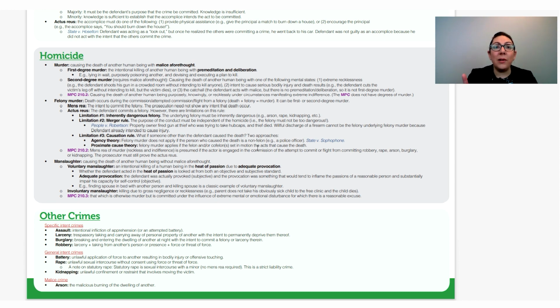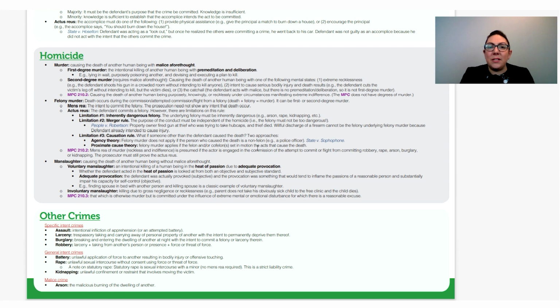Second-degree murder still requires malice, but not necessarily premeditation or deliberation. So there's a few different mental states that could satisfy the malice aforethought requirement for second-degree murder. So this could include things like extreme recklessness. So if, for instance, a defendant walks into a crowded shopping mall and shoots a gun, doesn't intend to hit anyone, but a bullet ricochets off the wall and strikes a victim, and the victim dies. That defendant acted recklessly. That would satisfy the malice requirement, and that would be second-degree murder.